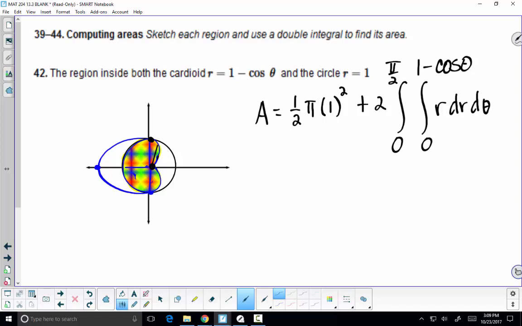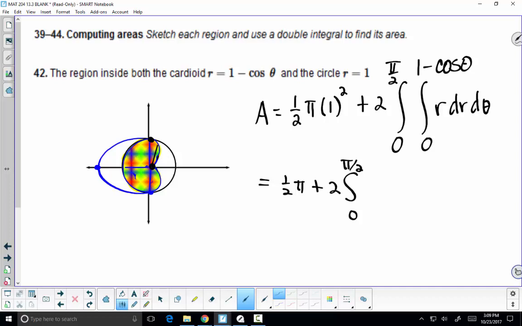So that gives us 1 half pi. And now notice here, is there a theta in that integrand? No. But there will be. So we cannot just pull out the theta and multiply that by pi over 2, because there will be a theta as soon as we do the inner integration. So we cannot do the shortcut here. We need to leave this outer integral in place.